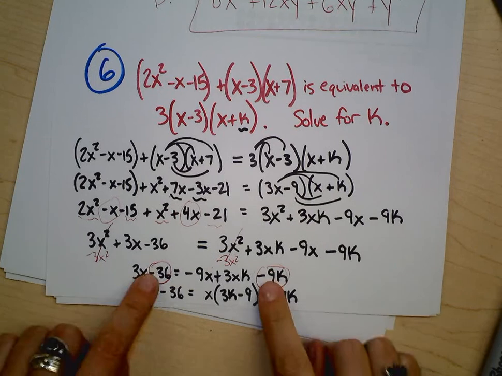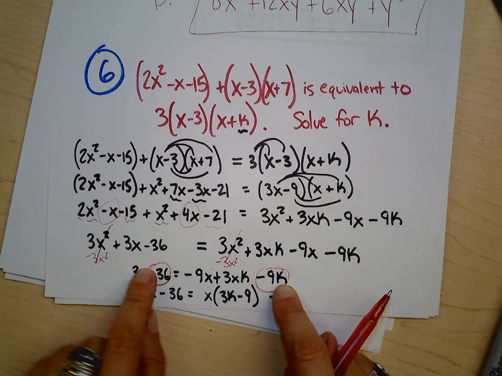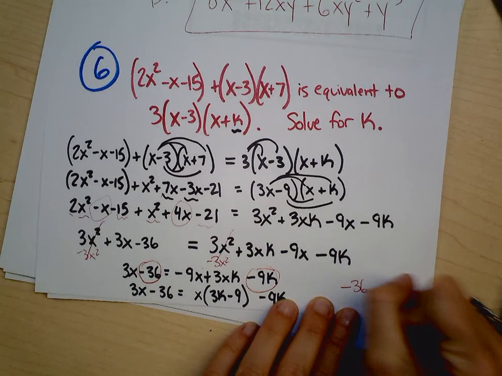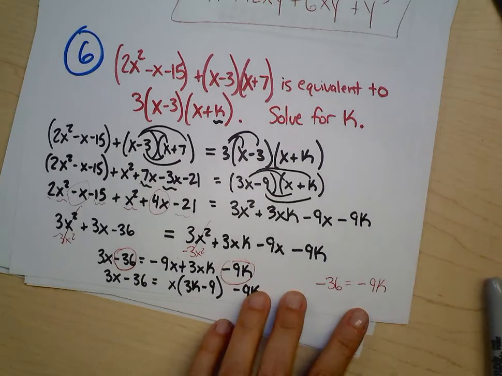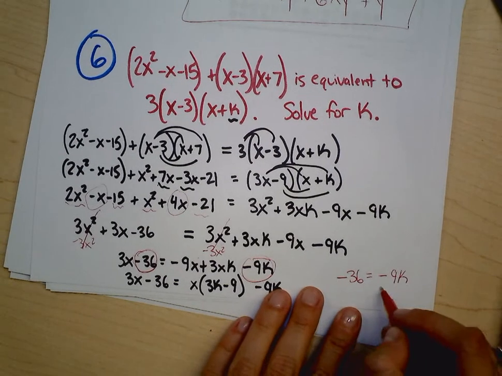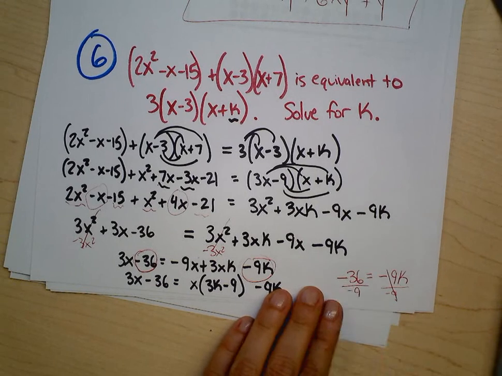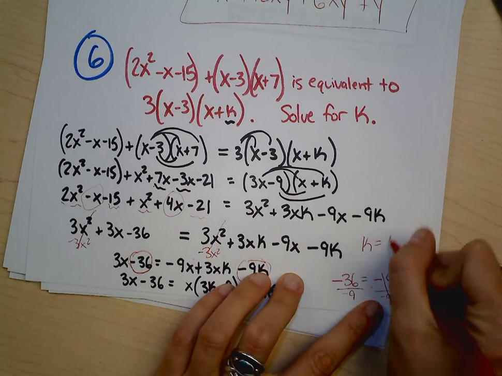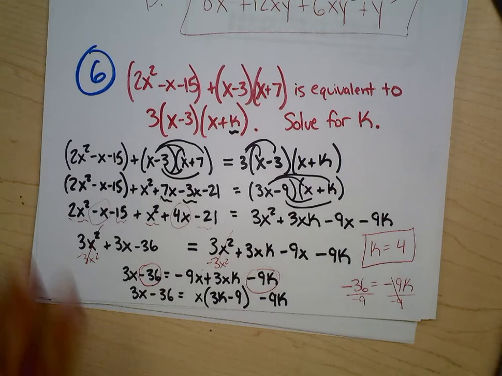So I'm going to set these equal to each other because I know there's no x's here and there's no x's here. So they must be equal to each other. So negative 36 is equal to negative 9k. Well, I'm trying to solve for k. So I'm going to divide by negative 9. Negative 36 divided by negative 9 gives me a k value of 4. So the answer for that one, the k value is 4.